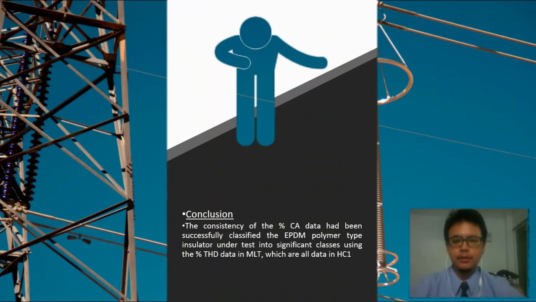And the 6-year field-aged housing polymer insulator showed less THD, or total harmonic distortion, and great hydrophobicity contact angle. So the 6-year field-aged housing polymer insulator can be categorized as still in good condition.